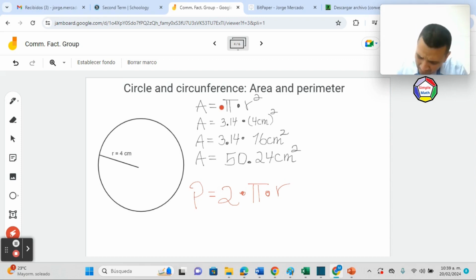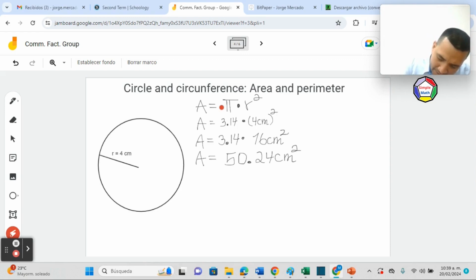I think I wrote this very big. Let me rewrite it again, because I need more space to calculate it. So this is the formula to calculate the perimeter: 2 times pi times the radius. That's the formula. So let's calculate the perimeter.